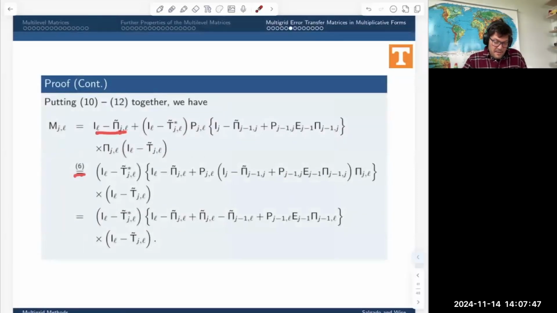That allows me to write this guy with this product and this product pulled out. So in other words, I can write, using 6, this line here, just as this. And then eventually I'm going to take a look at this thing inside. Okay, so first of all, I have that matrix and that matrix on the outsides now.